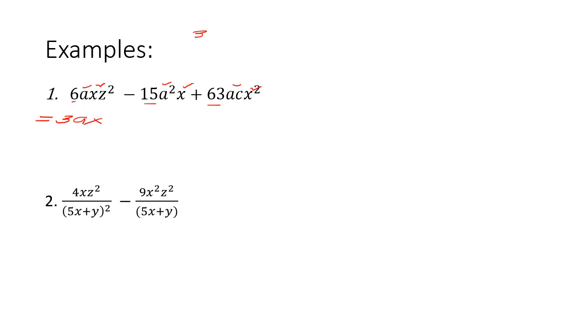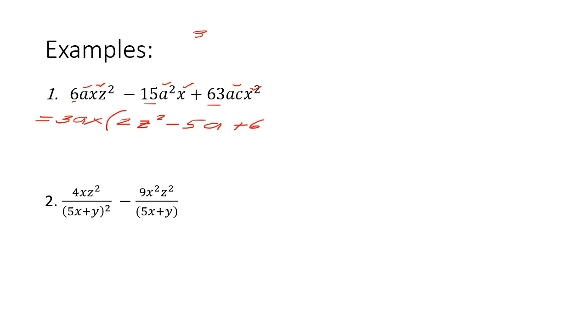So we have 3ax, quantity, right? Then what is left: 6 divided by 3, that's 2. And then you factor out a and x here. So what is left is z squared, right? Minus, right? 15 divided by 3, that's 5. And then factor out ax. So what is left is a, only a. And then 63 divided by 3, that's 21.